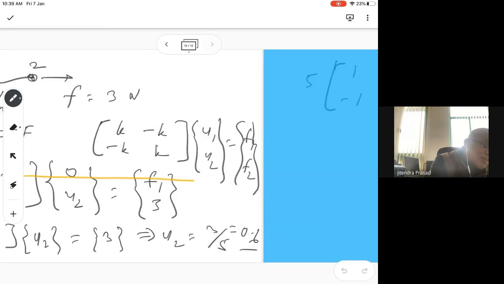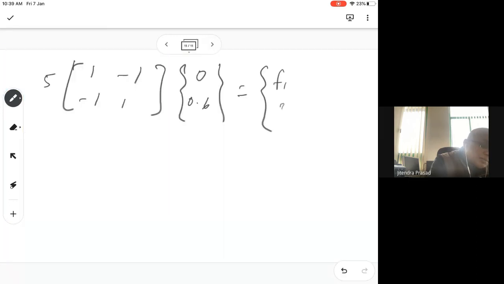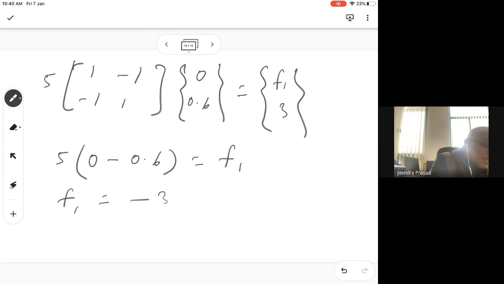F1, we find out F1 and 3 like this. Okay. Now, what do we get? We can find out the F1 now, and that we can find out from the first row, and this becomes what? 5, 0, minus 0.6 equal to F1, or F1 equal to minus 3.